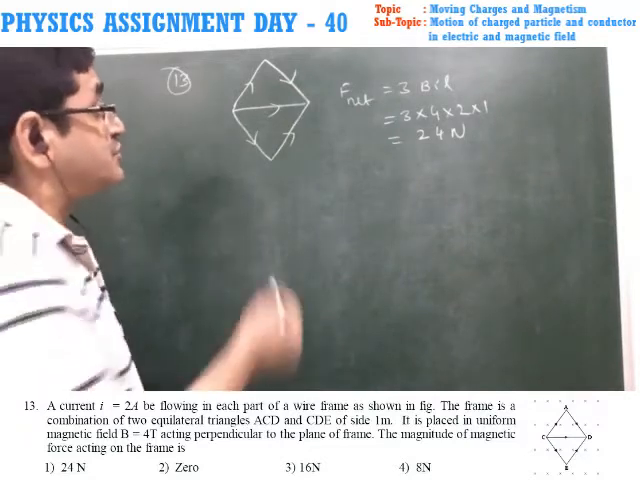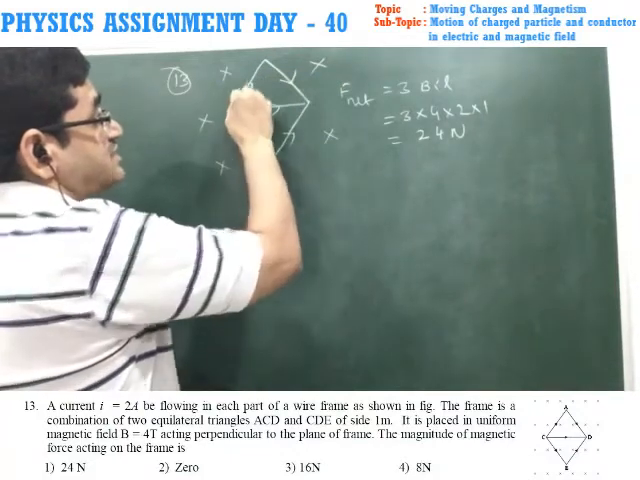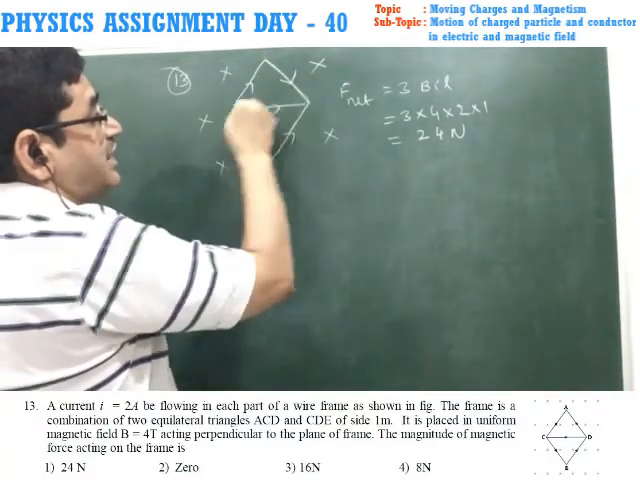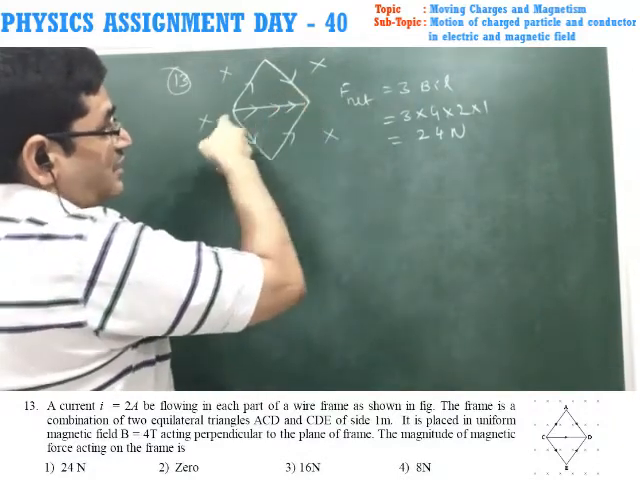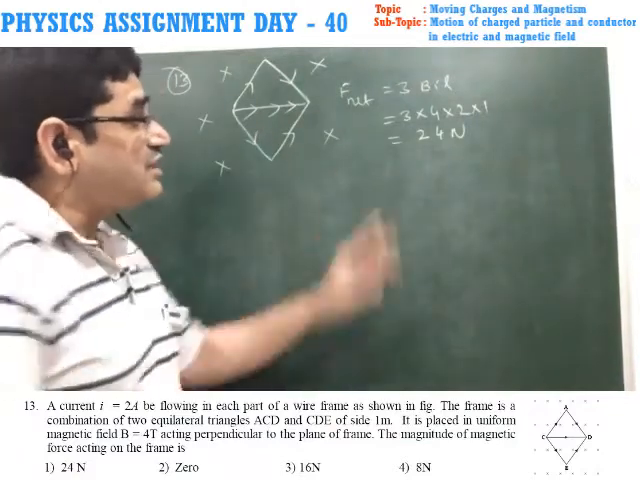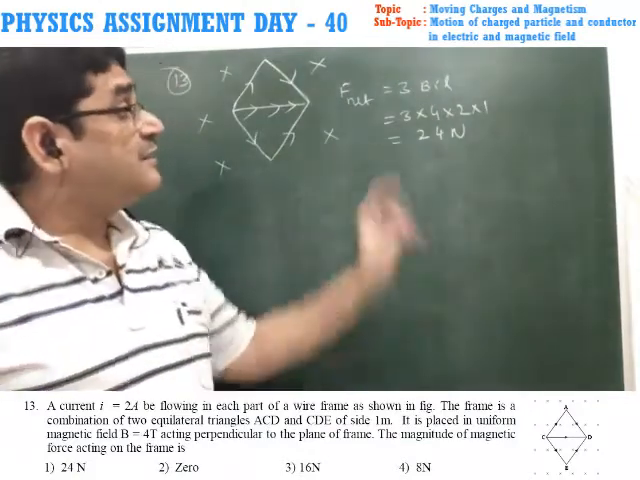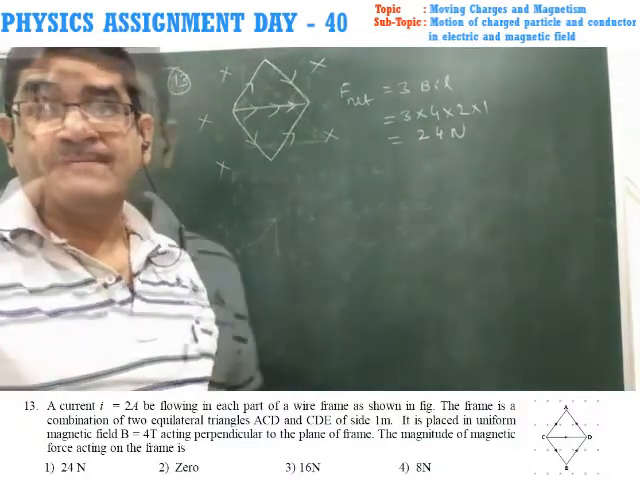Try to understand this question. Here the magnetic field is perpendicular to the plane. So I can say the effective length of this upper triangle is this side, the effective length of the lower triangle is also this side, and already this side there is a magnetic field, with current flowing. So in total 3BIL will be there. 3BIL means 3 into 4 into 2 into 1, which is 24 newtons you will get.